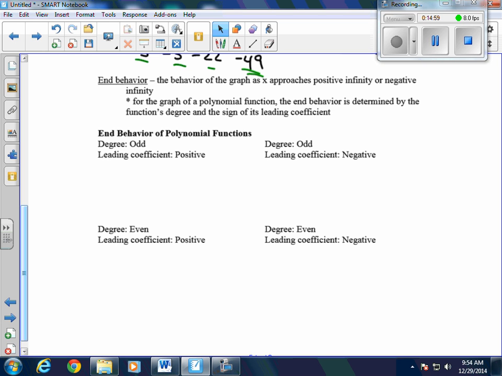Now, the best way to look at this is to think of the types of graphs that we have dealt with in the past. And the first one is going to be linear. We've talked about a lot of linear graphs.